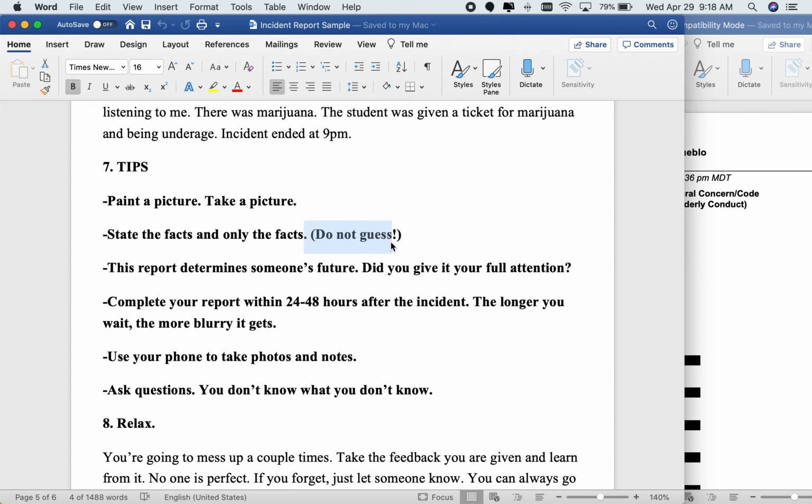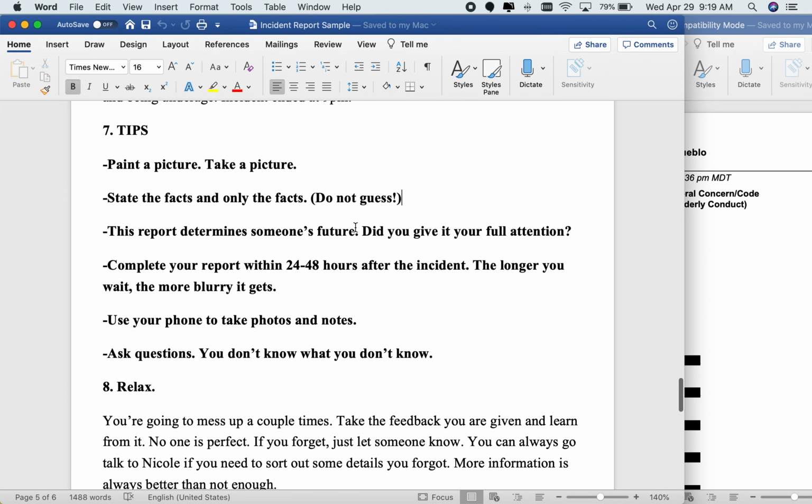If you assume a student is intoxicated, maybe they weren't. What I need you to tell me is the student was swaying back and forth, the student was slurring their words, their eyes were bloodshot. I don't expect you to know all of that. If you don't know it, don't feel like you have to put it in there. That's what law enforcement is called for. But don't say, yeah, I'm pretty sure the student was drunk, when you absolutely have no idea if they really were or not. So don't make guesses.